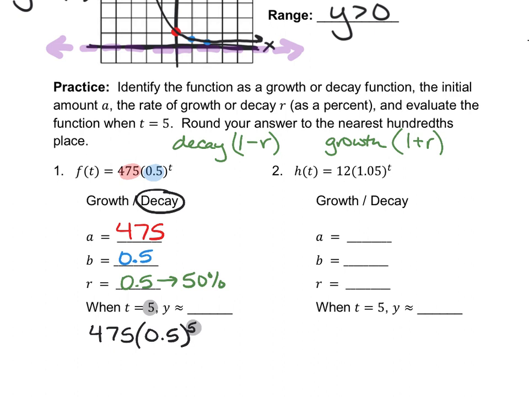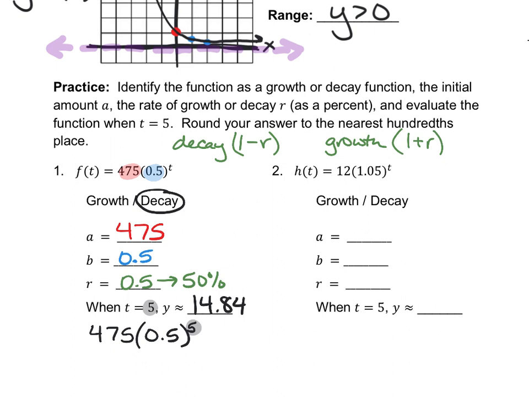So let's go ahead and go to your calculator. This is definitely not stuff you can do in your head. I can't even do this in my head, but the parentheses matter. So you type 475 parentheses, 0.5 parentheses raised to the 5th power. What did you get? 14.84. Very good.